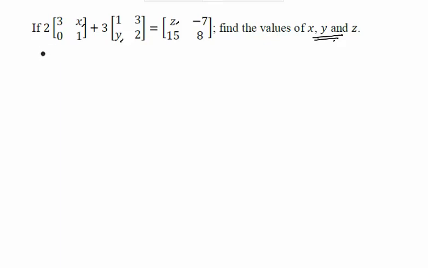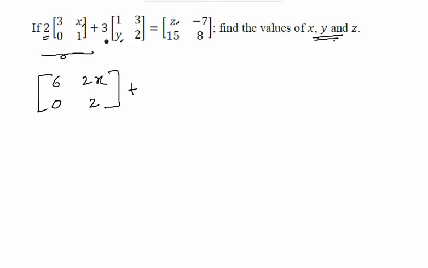So first of all, what you see, 2 is multiplied in this matrix, right? So whenever some scalar, or in other words, whenever some constant is multiplied in a matrix, then the actual operation is that this constant gets multiplied in each and every element of the matrix. So after this operation of multiplication of 2, you should get a new matrix like 6, 2x, 0 and 2, right? Let us move on.